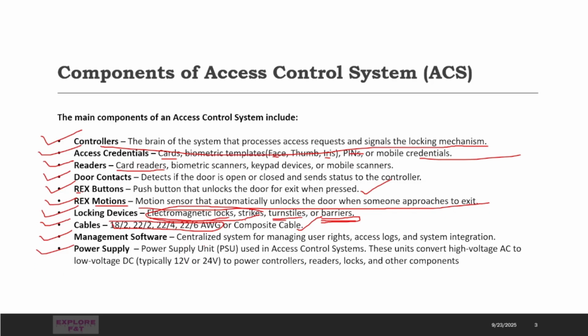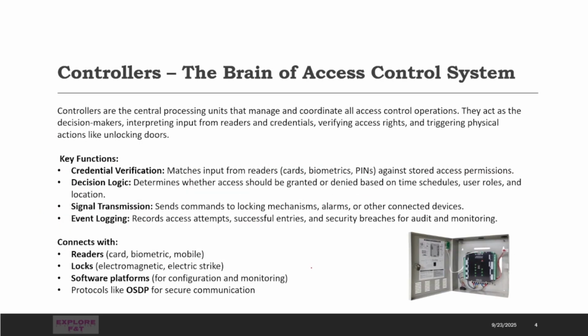And after that, management software. This is a centralized system for managing user rights, access logs, and system integration. And now this last one, power supply. Every electronic device requires a power supply, so we need one. This will convert AC to DC, and supply the power to the controller, reader, and other components.